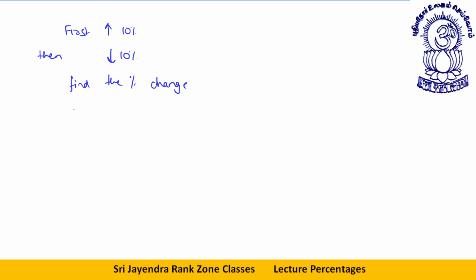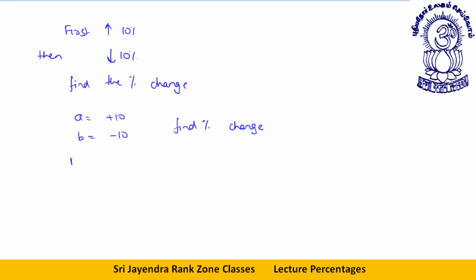See, in such a case, if you put A is equal to plus 10, or B is equal to minus 10. These things could also be reversed. First there is a decrease, then there is an increase. It's one and the same thing. Then find the percentage change. This is a very important topic. Very easy. Still many questions are being asked from this particular topic.